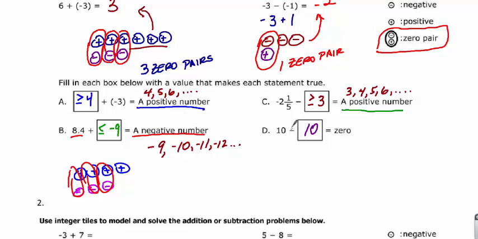Remember, if it says, what do you have to add, if the question had been 10 plus what equals 0, then you would need to add the opposite. Then the box would have to have -10. But since it was 10 minus what made 0, the answer is 10.